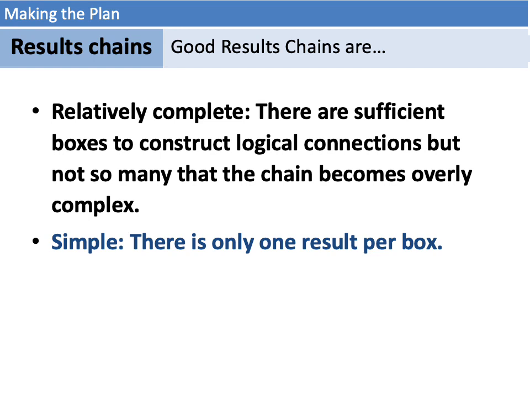The other thing we need to see for good results chains is that they're relatively complete, and then the flip side of that is that they're simple. So we need sufficient boxes to make logical connections, but not so many that the chain becomes really complex. Another way of ensuring your results chain is simple is making sure you have only one result per box.